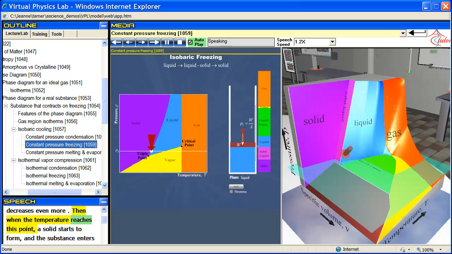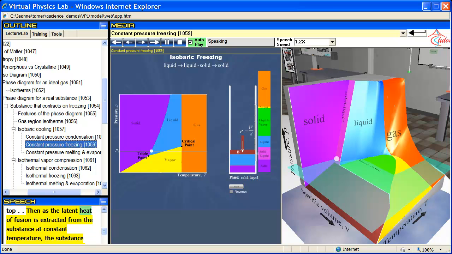Then when the temperature reaches this point, a solid starts to form, and the substance enters the solid-liquid phase region. Notice how the substance in the piston cylinder arrangement first forms a surface that separates the solid at the bottom from the liquid at the top.